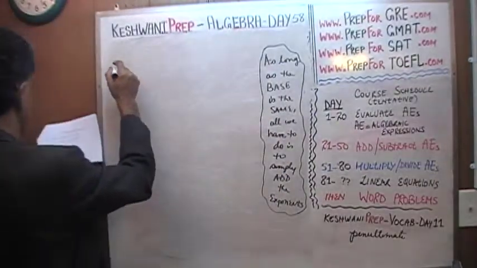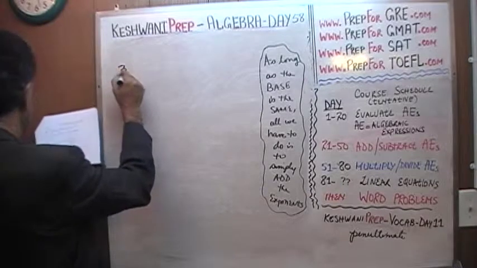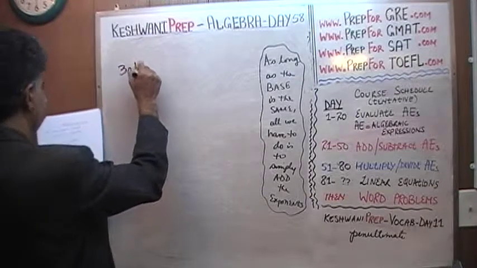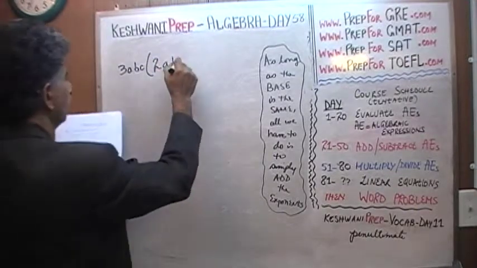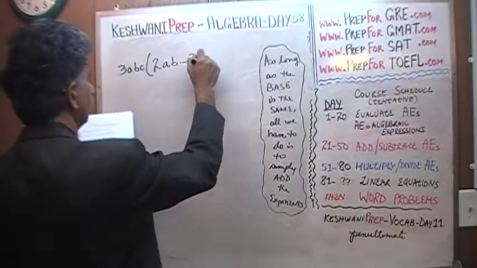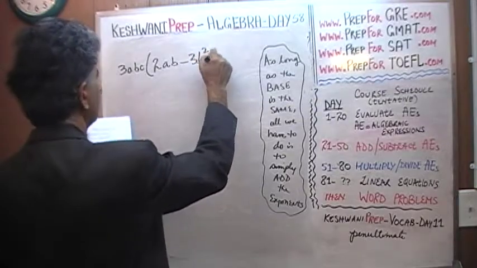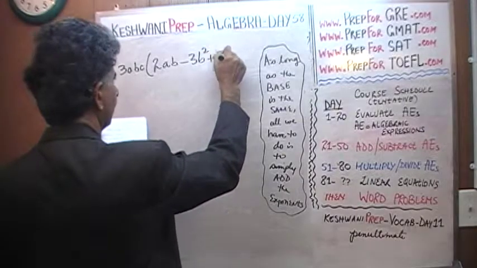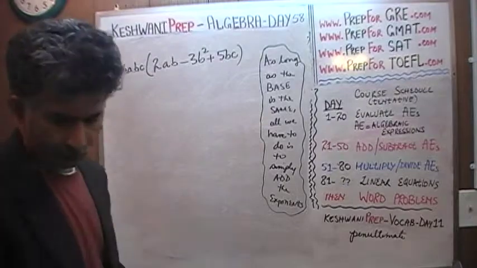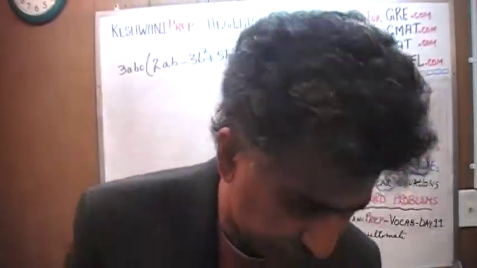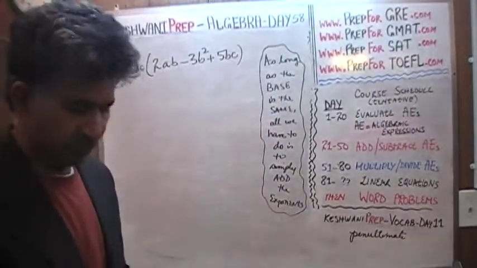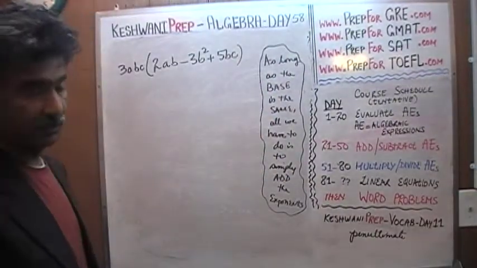Now we have 3 times A times B times C times 2 times AB minus 3B squared plus 5BC. This one has 3 terms. The outside term is being multiplied by 3 terms, so we just have to do a little bit more work, that's all. It doesn't change anything.